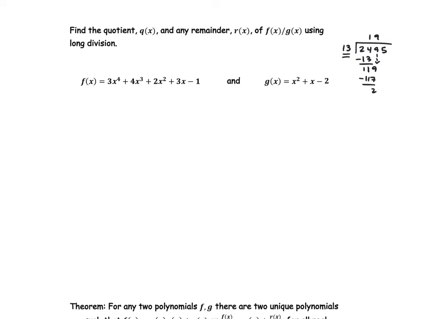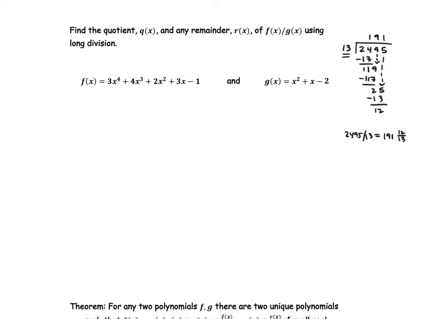Now 13 doesn't go into 2, but 13 does go into 25. It goes into it once. I multiply 1 by 13, and I get 13. Subtracting the result, I get 12. Now 13 doesn't go into 12. I've got nothing else that I can bring down. Therefore, my result is that 2495 divided by 13 is equal to 191 and 12 thirteenths. Okay, let's apply that now to polynomial long division, and then we'll analyze what we have similar and different.